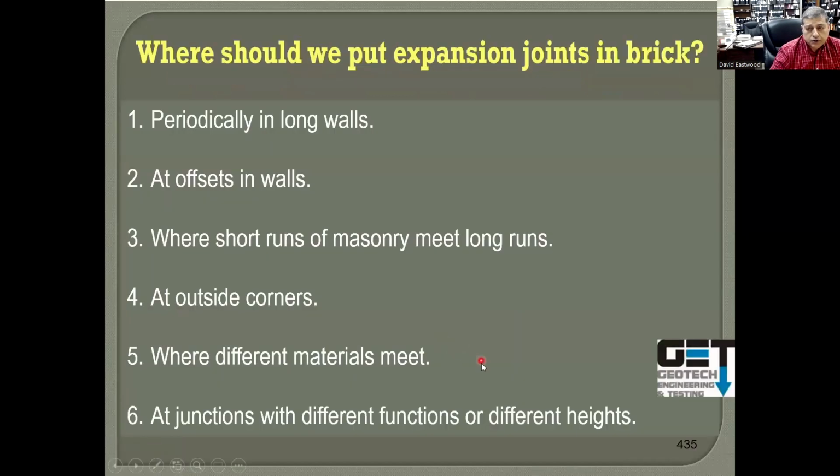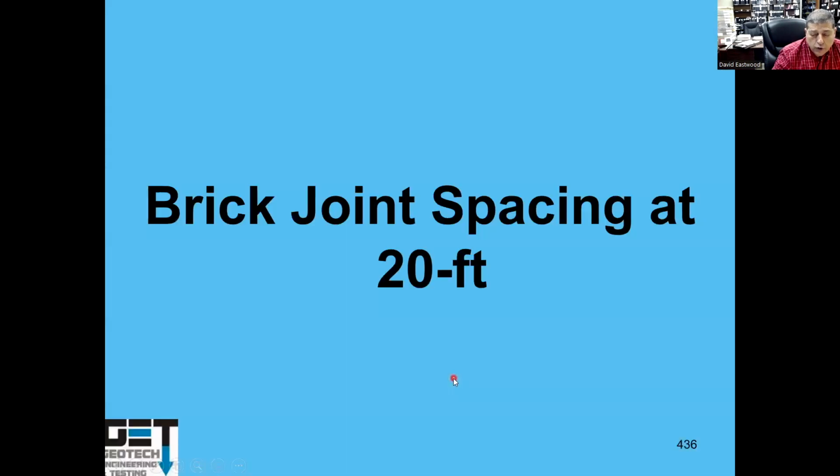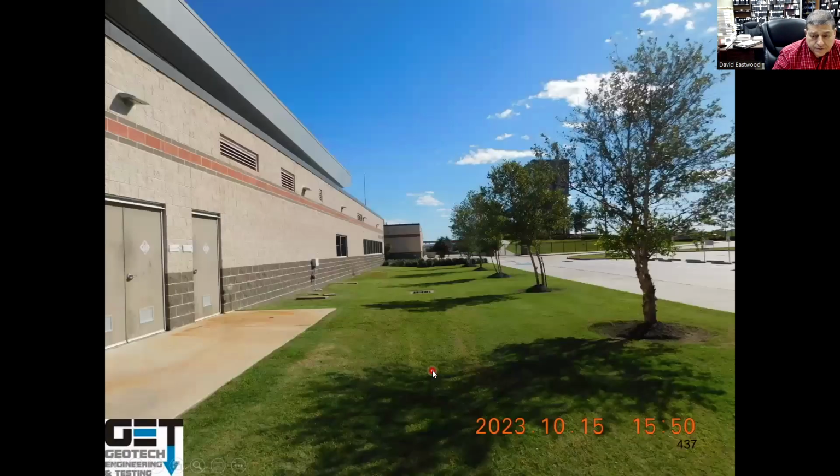Where to put the expansion joints? In brick or masonry, periodically in long walls at 20-foot spacing, at offsets in walls where the short run of a masonry meets the long runs, at outside corners, where different materials meet, at junctions with different functions or different heights. Brick joints is about 20-foot spacing.